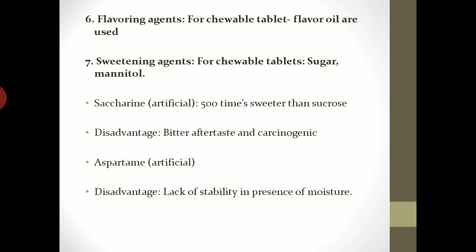Saccharin is 500 times sweeter than sucrose, but its disadvantage is that it has a bitter aftertaste and it is carcinogenic in nature. The disadvantage with aspartame is that it lacks stability in the presence of moisture. Okay, so this is all about the excipients used in tablets. Thank you.